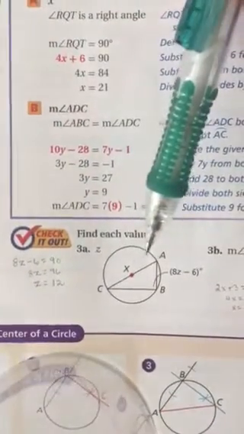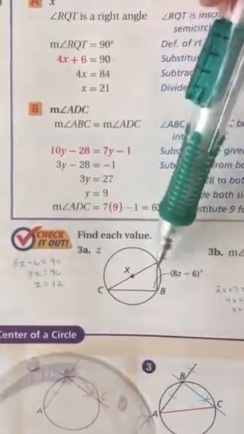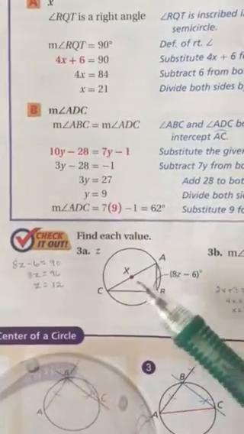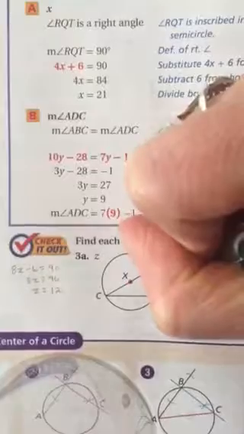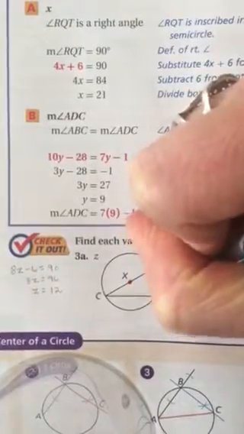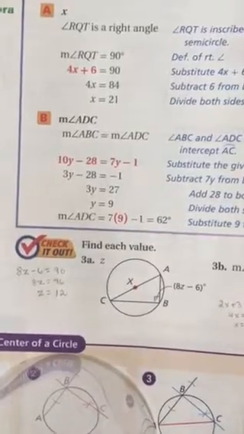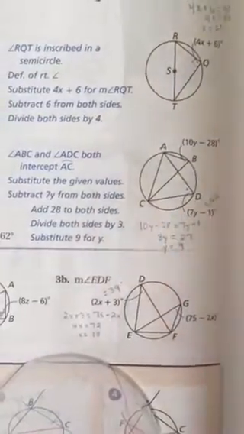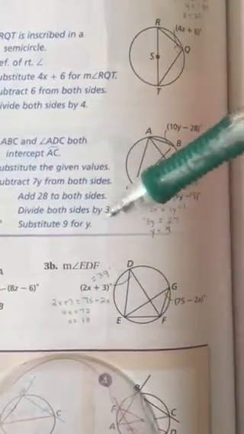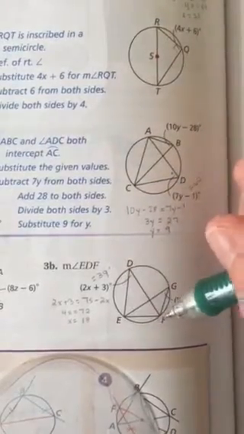Here we want to solve for z. Well, we see that this angle, this inscribed angle, is in a semicircle, or in half of the circle. That means it's automatically going to be a right angle. So we set 8z minus 6 equal to 90, and we easily solve for z. Let's look at 3b. Find the measure of angle EDF. I'm sorry, I said that wrong. The measure of angle EDF. So we're looking for this angle right here.